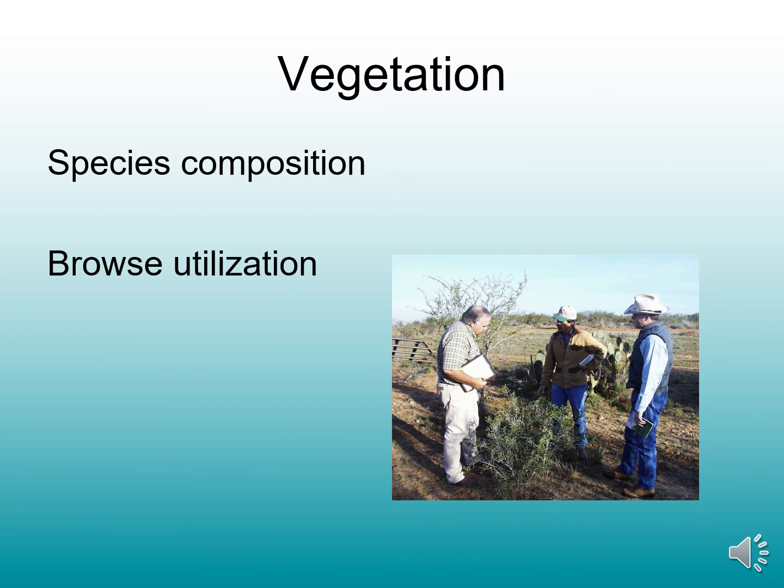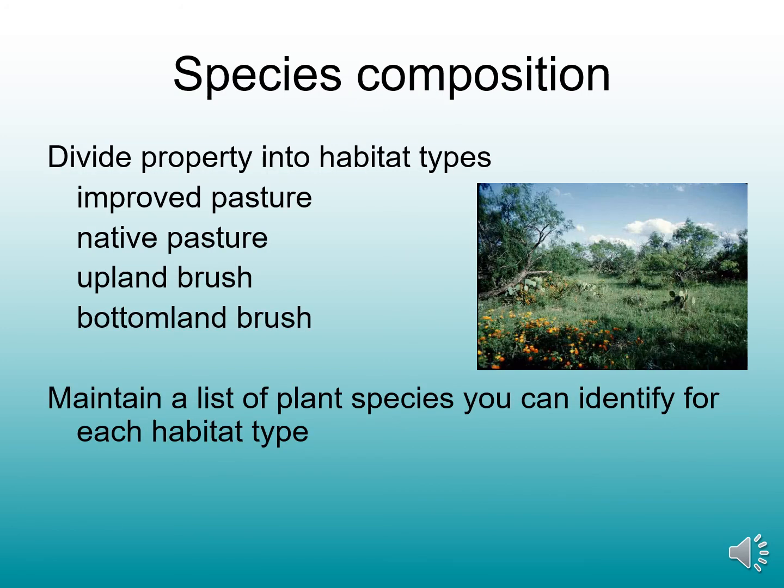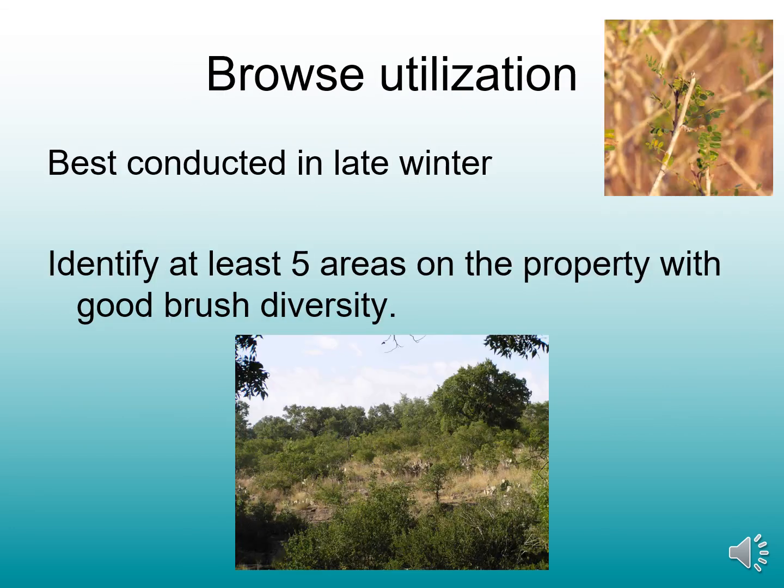You can also do vegetation surveys. One thing you can do is identify all the different plants that are on the property, and maintain a list and look at the different habitat types. You can also use browse utilization. Look at the impact that species like white-tailed deer have on the habitat that they're using. It's best to identify at least 5 areas on the property with good brush diversity to conduct this browse survey. Visit with your local Parks and Wildlife biologist to learn how to conduct the browse surveys.